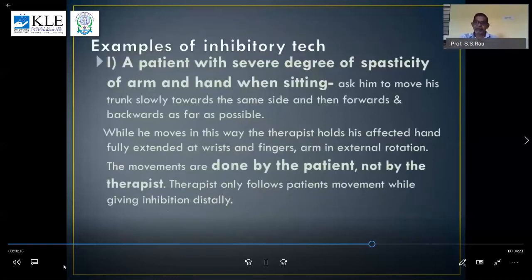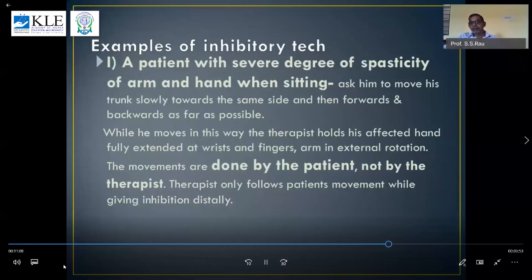Now I'm giving you some examples of inhibitory techniques. Let us say we have a patient who has got a severe degree of spasticity in his upper extremity when he sits. What we can ask him to do is move his trunk slowly towards the affected side and then forwards and backwards as far as possible. While he is moving in this way, as a therapist, what we can do is hold his affected hand fully extended at wrist and fingers, arm in external rotation.